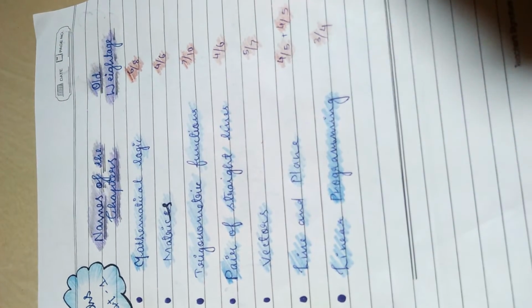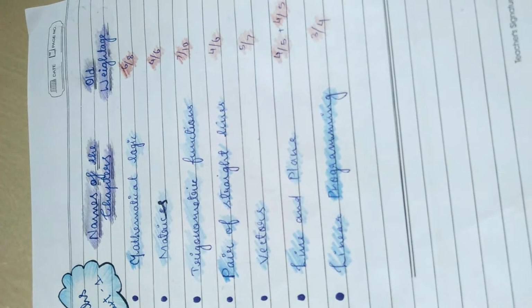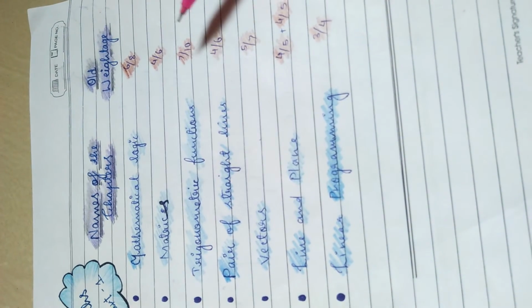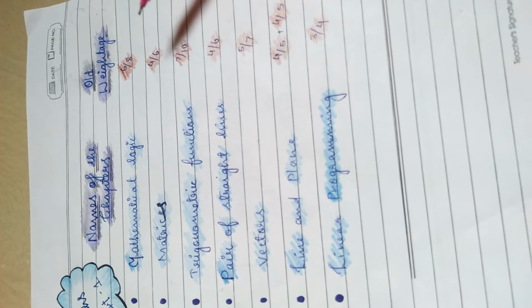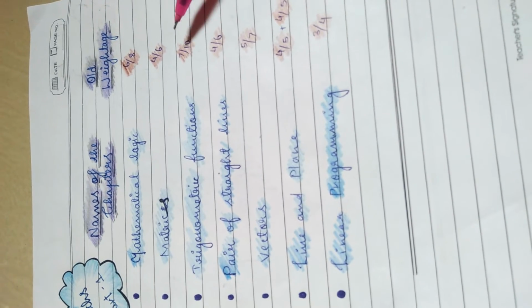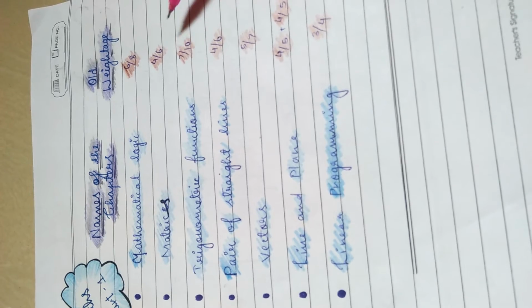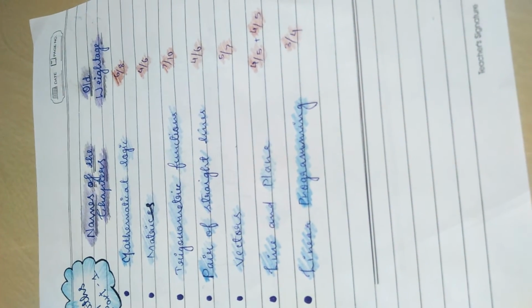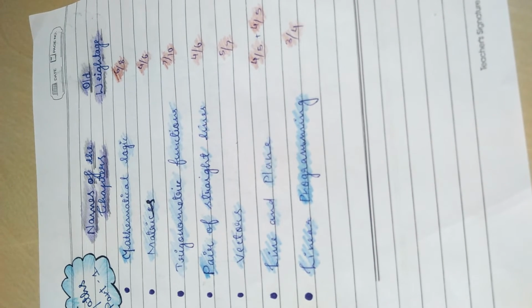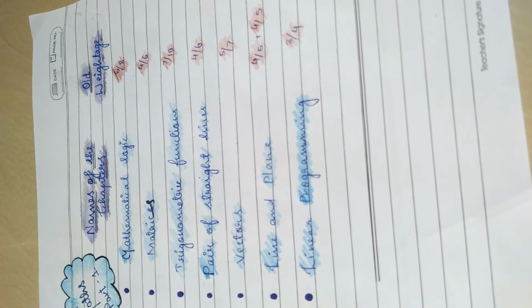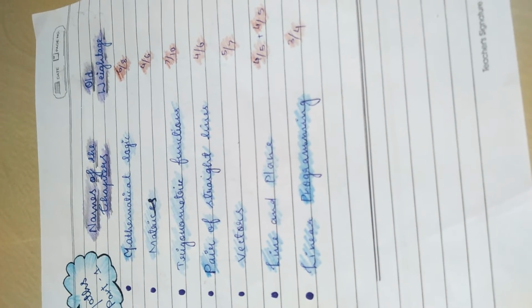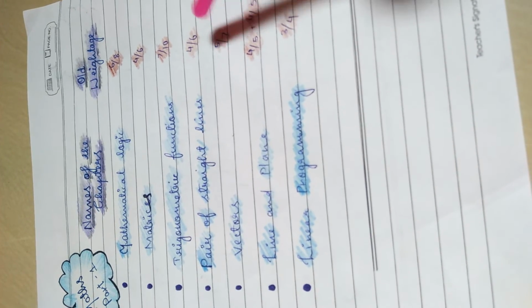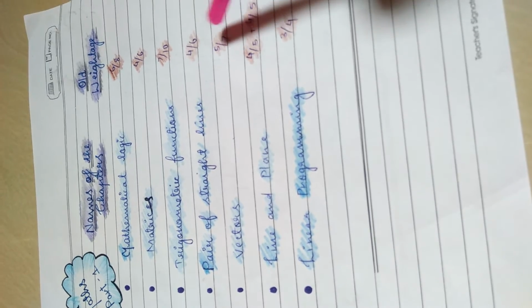And the third lesson is trigonometric functions, in this there are 10 marks with compulsory and 7 marks with option. In lesson number 4, pair of straight lines, there are compulsory 4 marks and with option it is 6 marks. And in the 5th lesson, vectors, in this 5 marks are compulsory with option 7 marks.